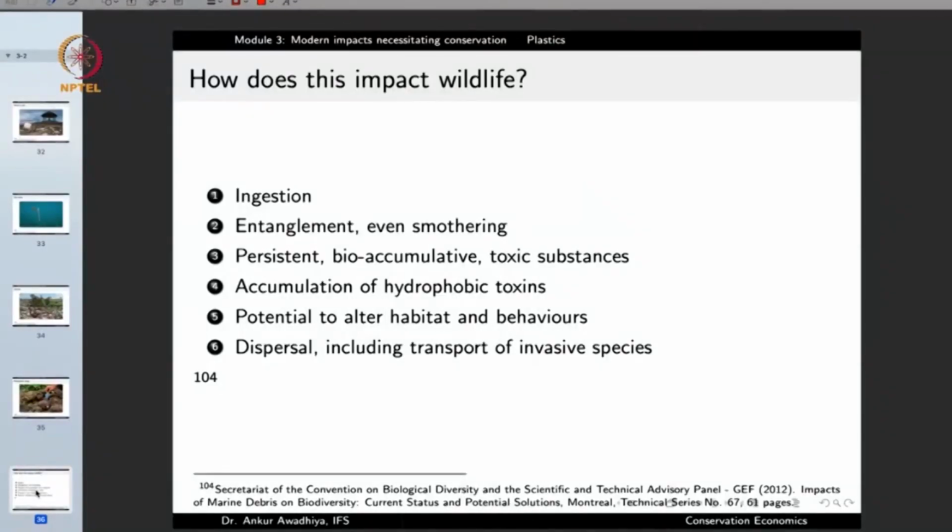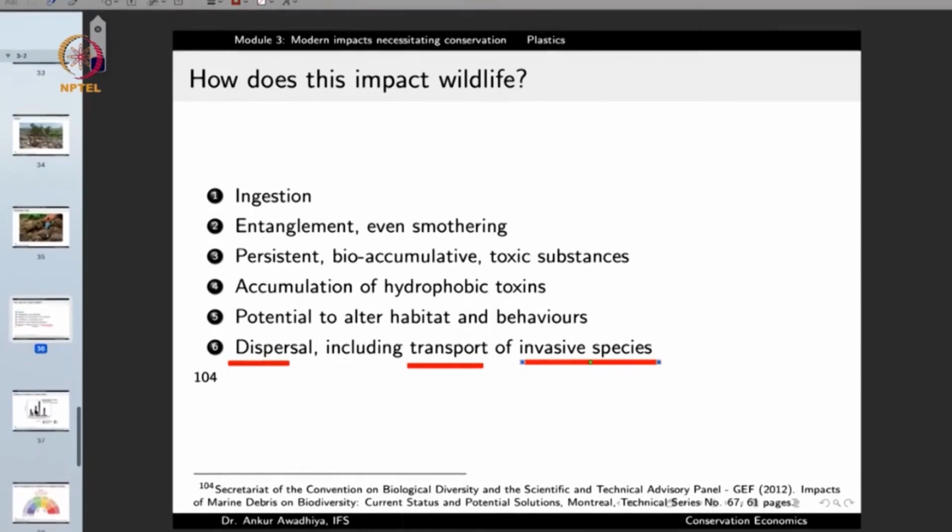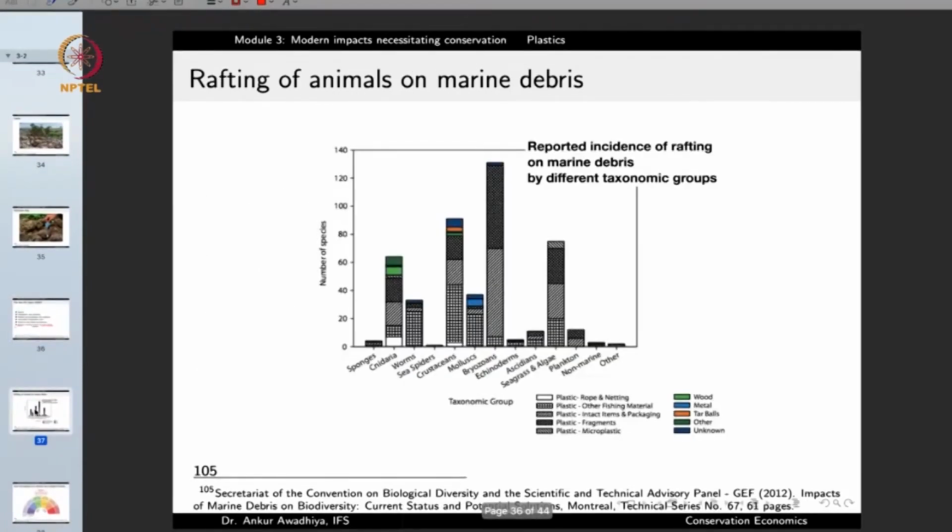Another way in which plastics impact the biodiversity is by facilitating the dispersal and transport of invasive species. The dispersal as well as the transport and especially of invasive species. Now, what does that mean? A number of plastics are light in weight. They have a less density, so they float on top of water.